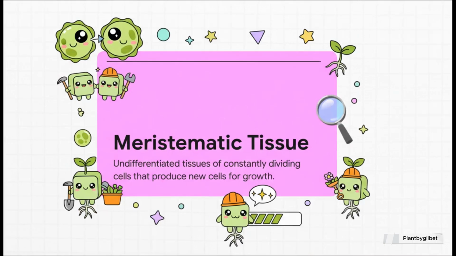So what are they? They're called meristems. Meristematic tissue is basically made of undifferentiated cells. You can think of them like blank slate stem cells, but for plants. Their one and only job is to divide, over and over, creating new cells. These are the plant's 24/7 construction zones, constantly building the plant from the ground up and the top down.